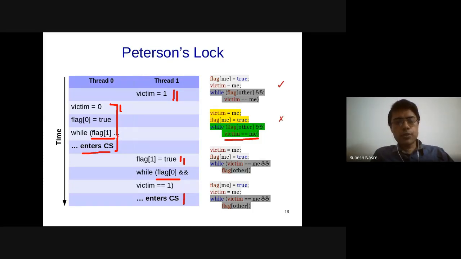I would like you to spend some time thinking about what happens in the third case. Right, so please think about this, and I'll spend some seconds on this one after you are done.